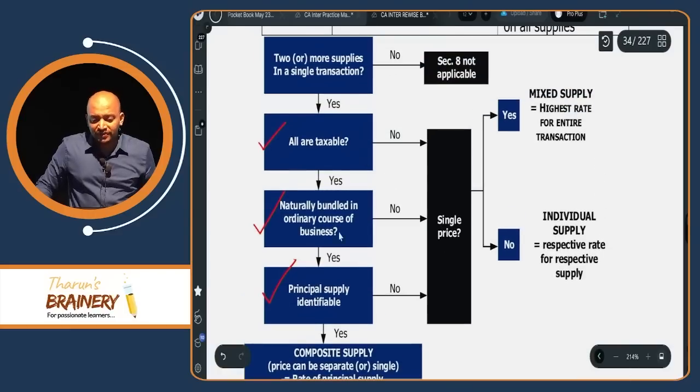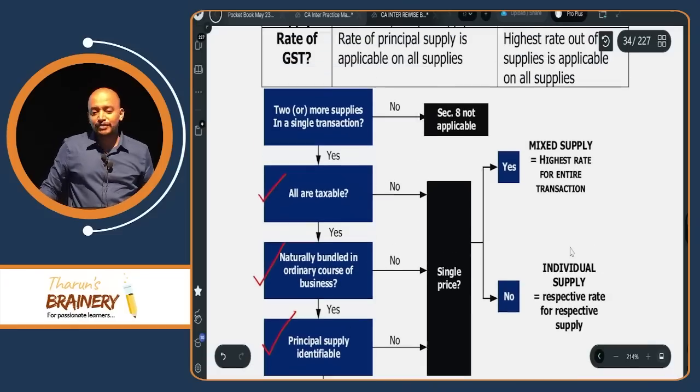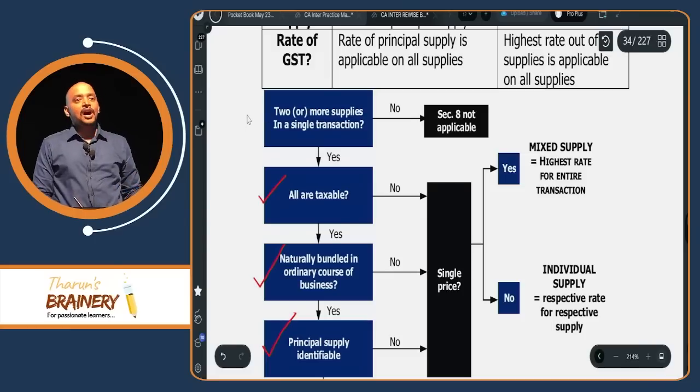Suppose any one of these 3 is no, then we need to check what? Single price or none. If it is a single price, then it will become a mixed supply and we will take the highest rate on the entire transaction. If no, then it will be individual supplies. We will take the respective rate for the respective supply. So whenever you see practical questions on the application of composite supply and mixed supply, you need to apply this chart and arrive at the answer.